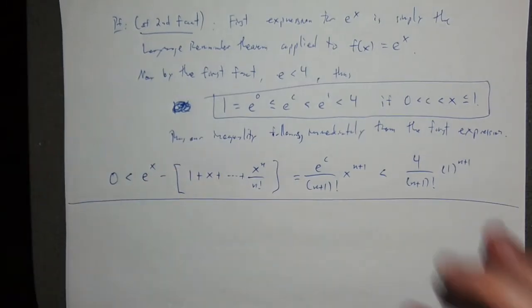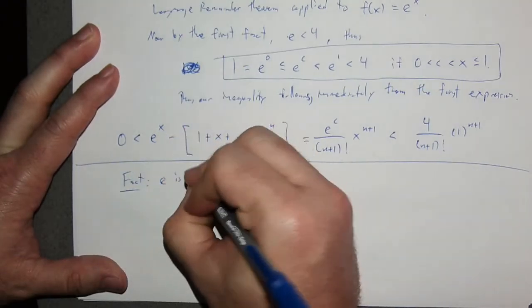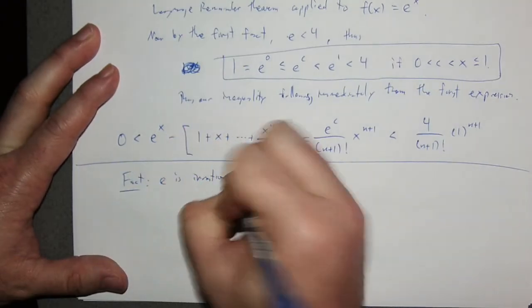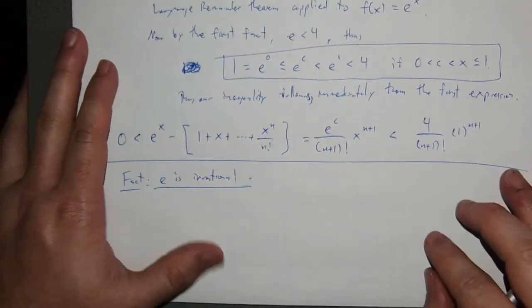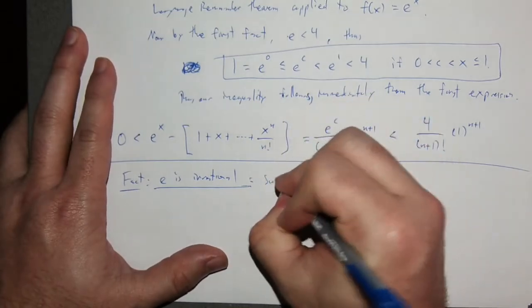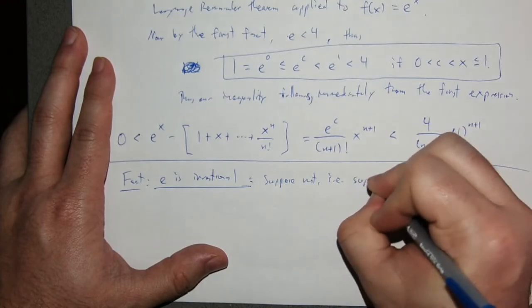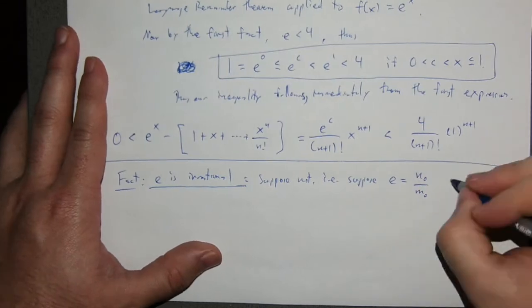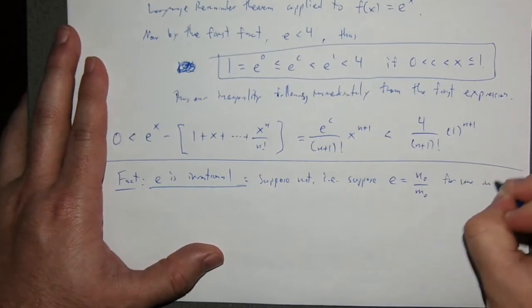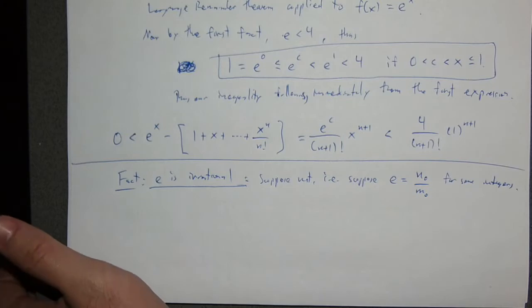So how do I show that e is irrational? So now, fact: e is irrational. Okay, so I'm going to restate this thing. So suppose not, i.e., suppose e is equal to n naught over m naught for some integers. Since we know e is positive, we could say that they're positive.